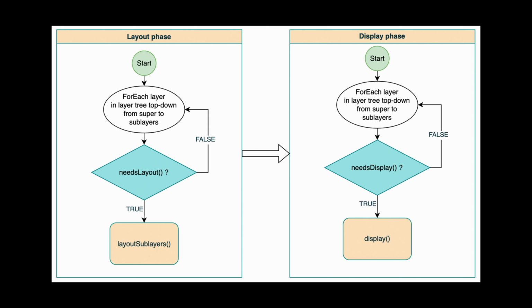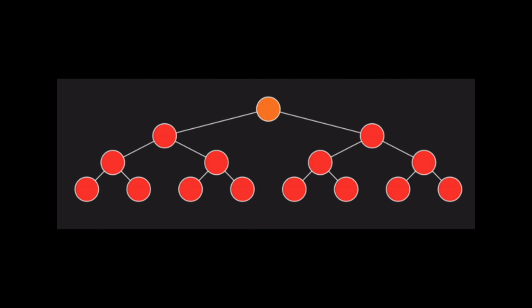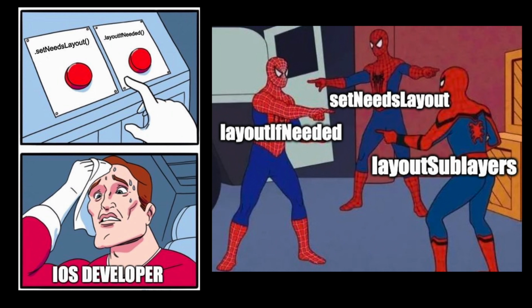For better understanding, let's have an example. If the entire layer tree is invalidated using setNeedsLayout during the traversal in the layout phase, layoutSubviews will be invoked for every layer, but most of the time the tree is invalidated only partially. In that case, the layer tree will be fully traversed too, but layoutSublayers will be called only for invalidated layers. Let's start with the layout phase.